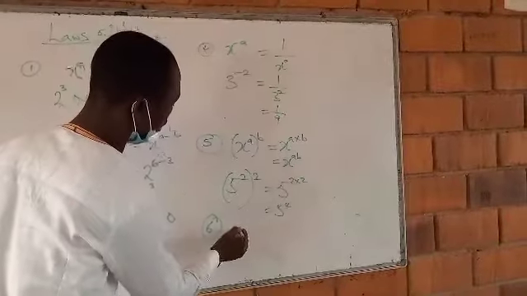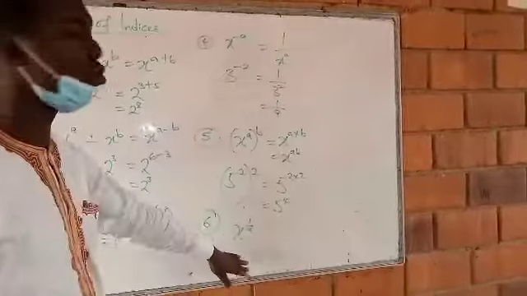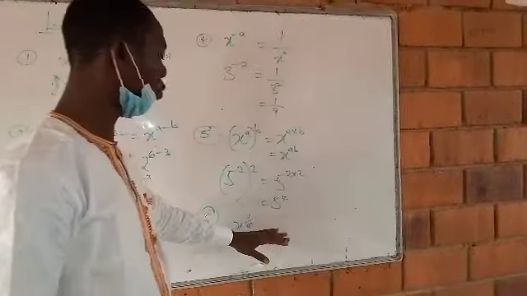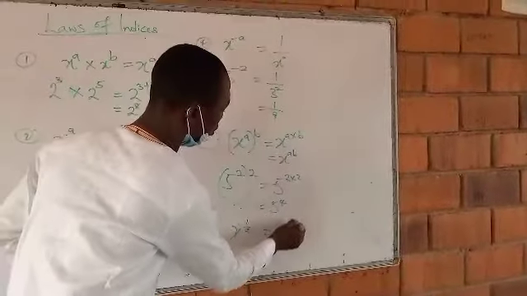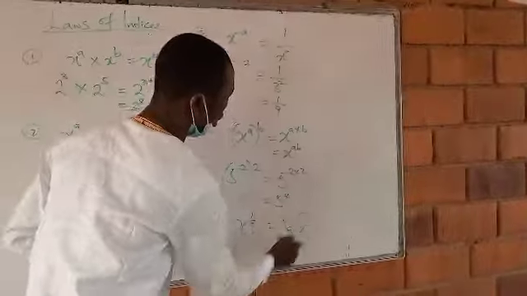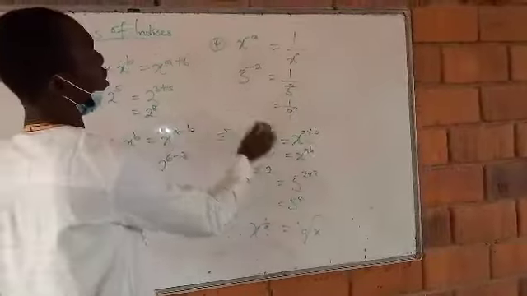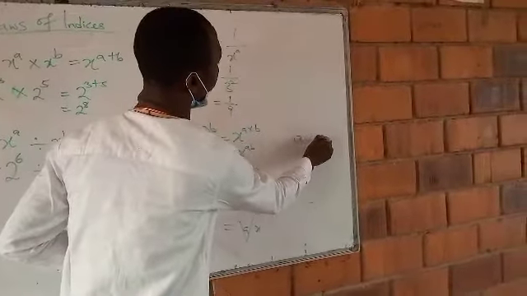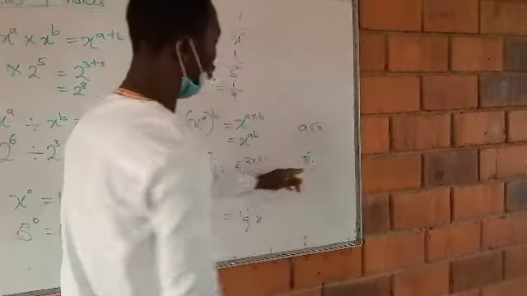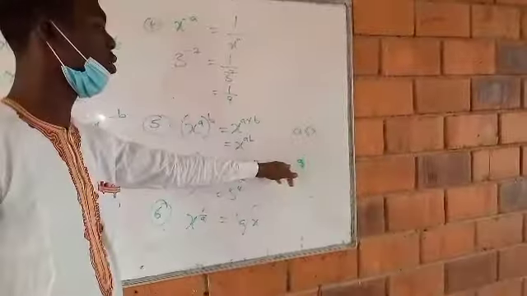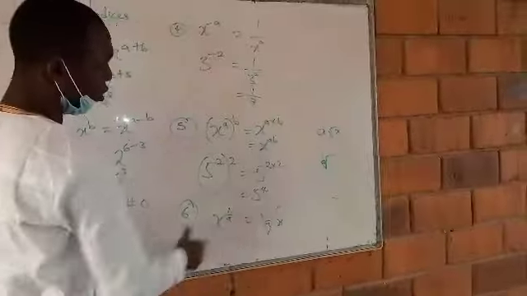If I have x raised to the power 1 over a, this one is taking us to the root. When you are looking for square root, cube root, or fourth root, x raised to the power 1 over a means a root x. There is a difference between writing a before the root and a inside the root, these are two different things. We have to take note. So this is the 6th rule.